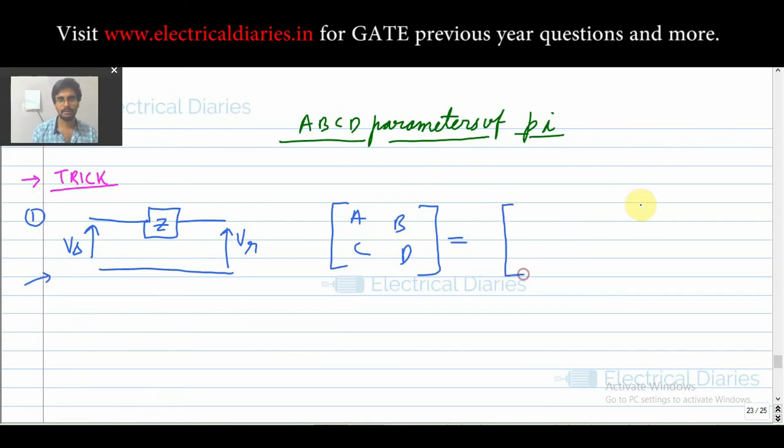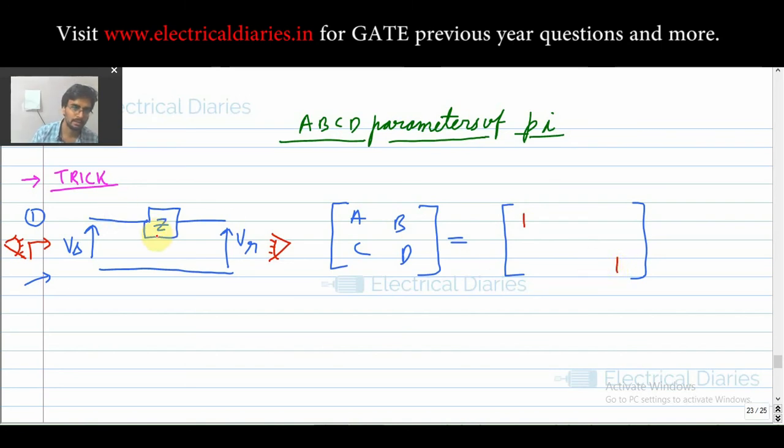Now look at this from the sending end side. Look from here, and then look from here. I hope you could see that it looks the same. If you look from the sending end side or the receiving end side, it looks similar. So we say that this is a symmetric network. Whenever it is symmetric, A is equal to D, and here A equals D equals 1. So one thing is clear.